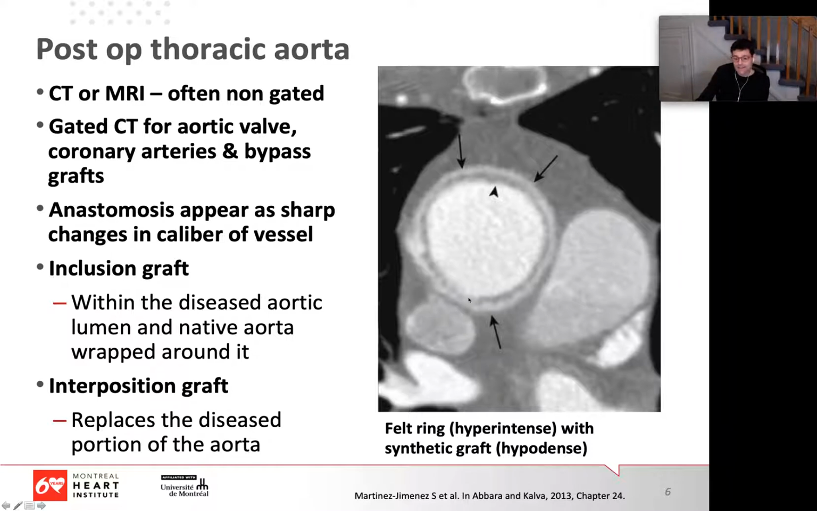In this example, this is an image with contrast, but the felt ring around the hyperintense contrast-filled lumen could appear as a circumferential dissection. However, if you have a pre-contrast image that already shows the hyperintense ring, then you know that it is a postoperative change.